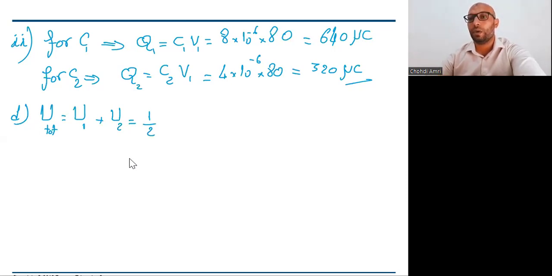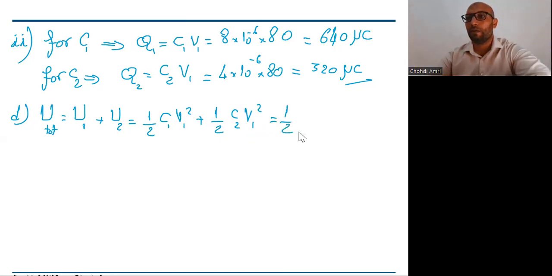So here we can use half C delta V squared, for example, so half C1 V1 squared plus half C2 V1 squared. Both of them have the same potential difference because they are in parallel. So we can write it's equal to half of C1 plus C2 multiplied by V1 squared.